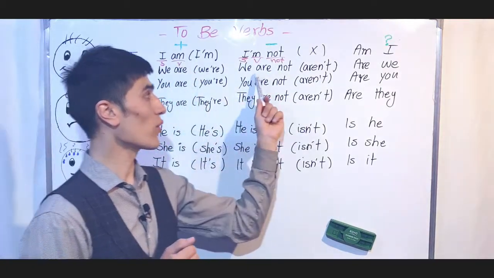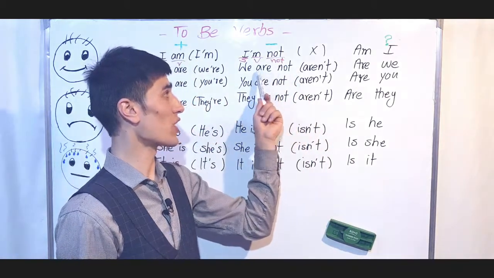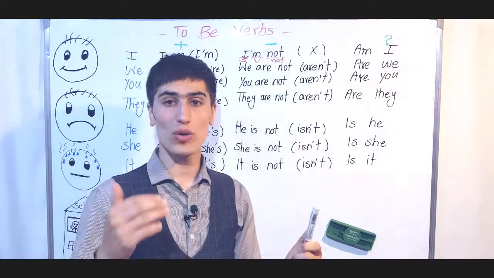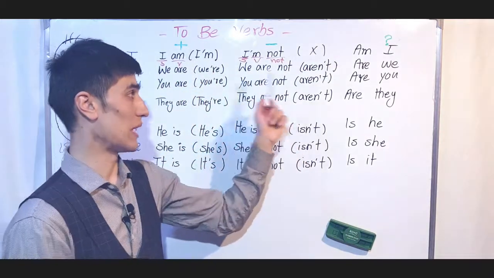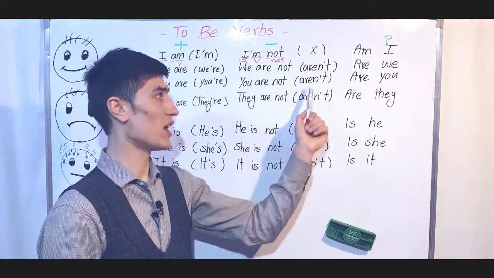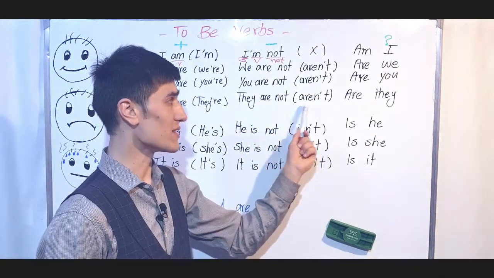We are not. And the short form of are not is aren't. It means we aren't. Okay, we aren't. We are not. You are not. Aren't, same thing. They are not. They aren't.